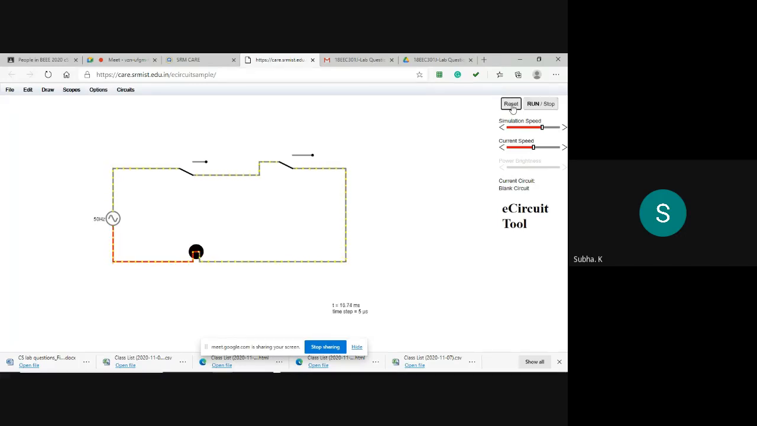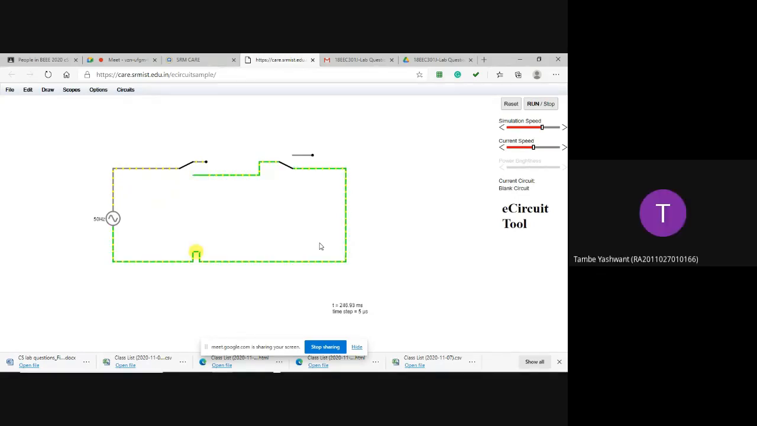Okay, so this is off. Again, lamp is glowing or not glowing? Glowing. Okay, like this, you have to check it. Okay, one more condition. Let me check. Now we will switch off. Now is the current flowing? Now the circuit is broken. Okay, so you can see for yourself the lamp is glowing or not glowing.